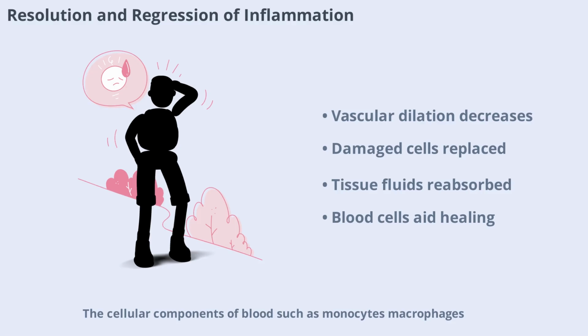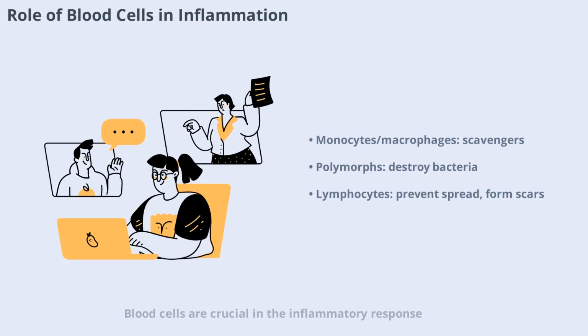The cellular components of blood, such as monocytes, macrophages, and lymphocytes, play vital roles at different stages, acting as scavengers, destroying bacteria, and preventing the spread of irritants. This coordinated response ensures that healing can occur efficiently. Blood cells are crucial in the inflammatory response.